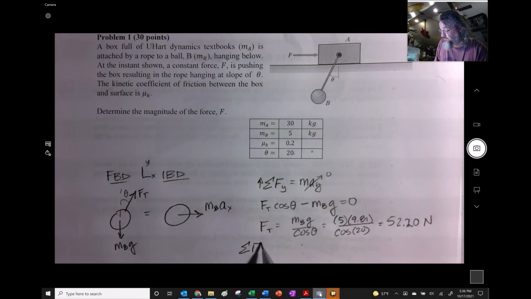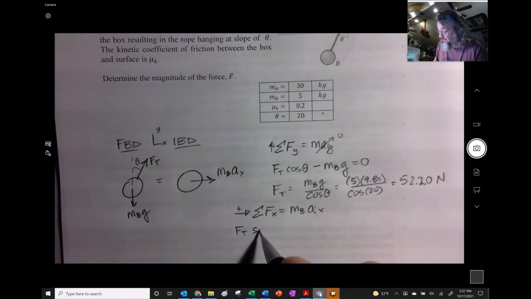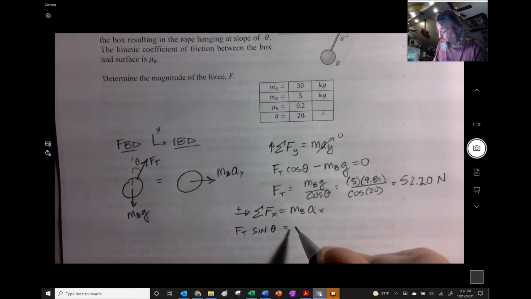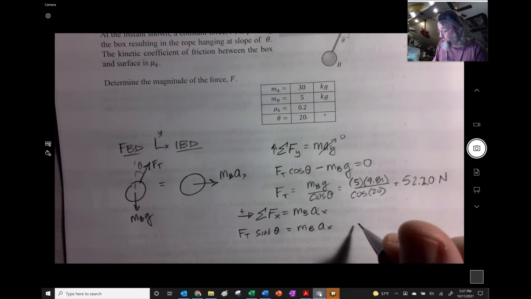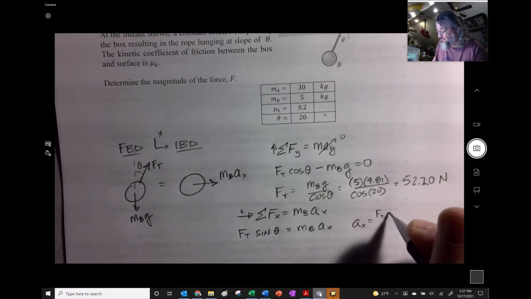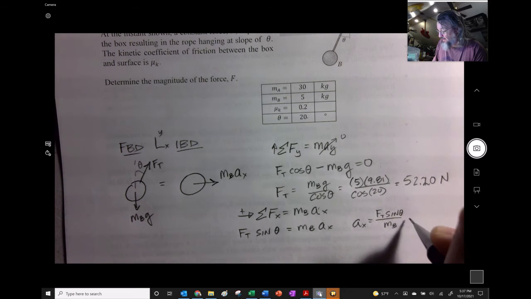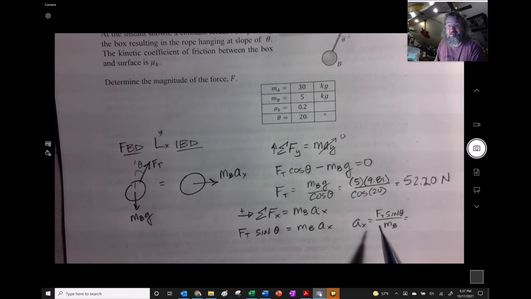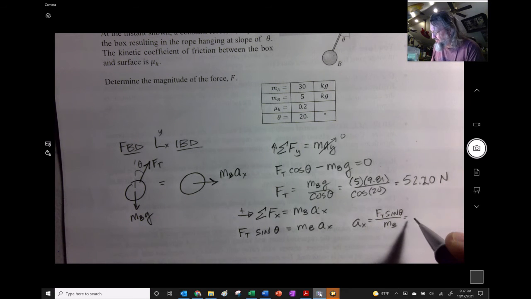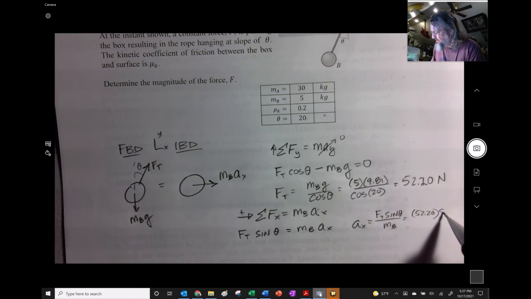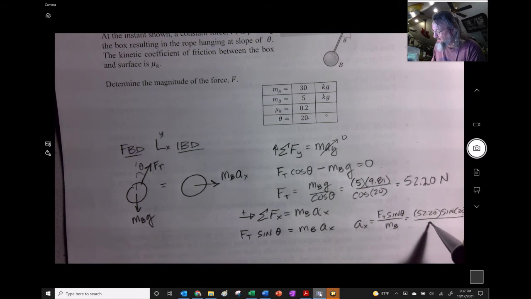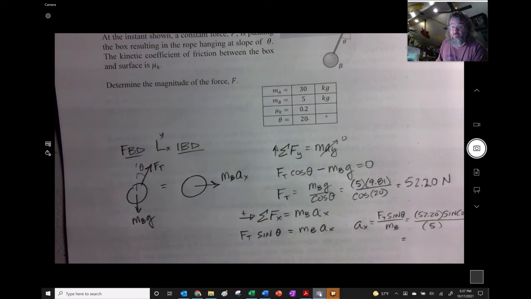Now I've got the summation of forces in the x direction, mass of B times the acceleration in the x direction. And I just have Ft times the sine of theta is going to be equal to Mb times Ax, right? So I could find the acceleration in the x direction as Ft sine of theta divided by Mb. And truth be told, I could have left this as symbols, and I would have found that the acceleration I could have found without the mass. The angle wasn't dependent on the mass, kind of a surprising thing, but we would have found that. So you get the 52.20 times the sine of 20 degrees divided by our 5, right there. So we get the acceleration in the x direction.